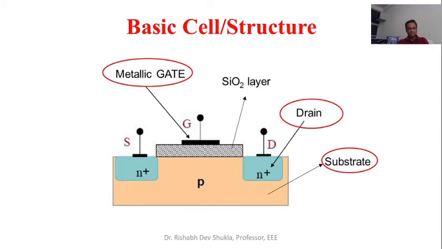There is an SiO2 layer, which is insulating the gate from this P-type substrate. And another N plus layer, which is diffused in this P substrate, is making your source.